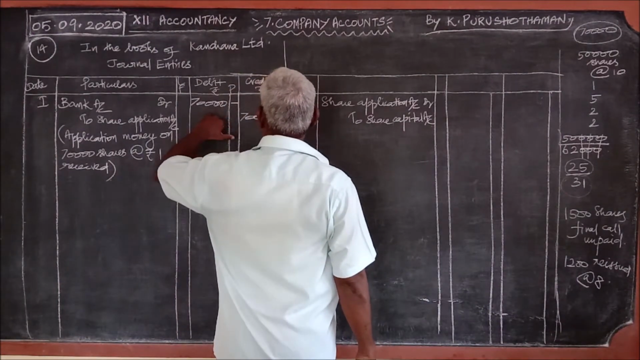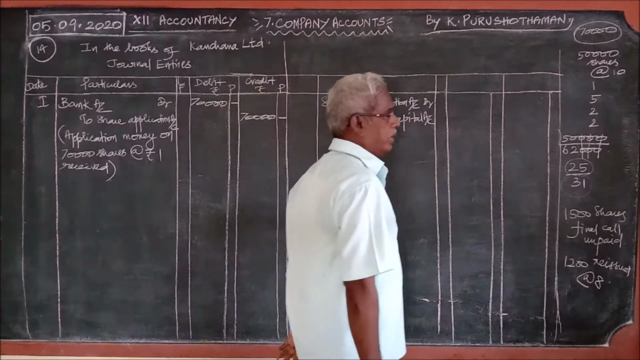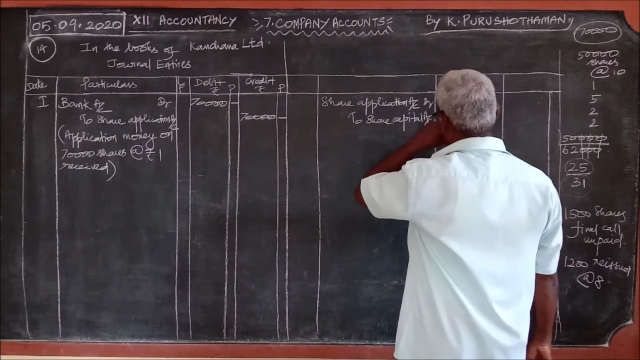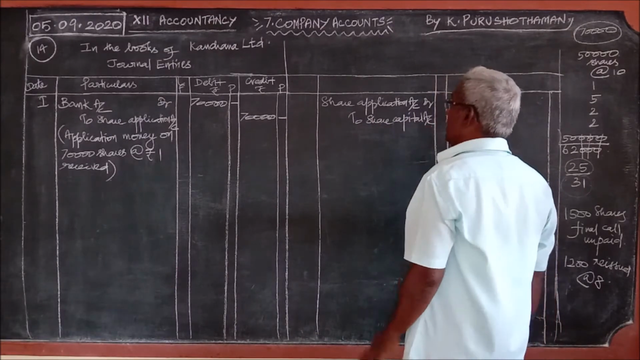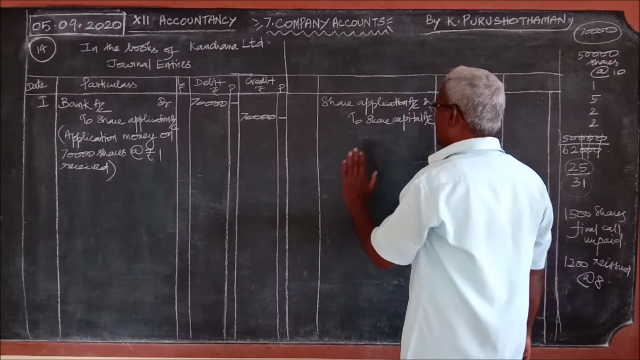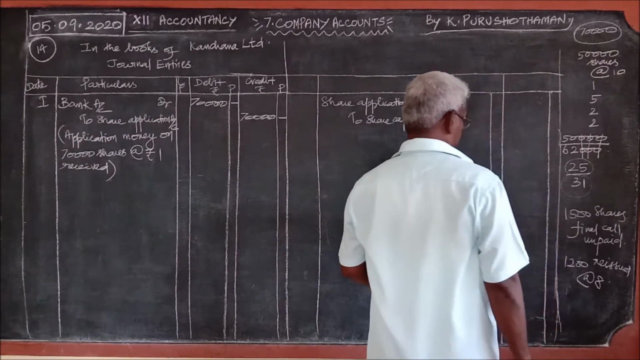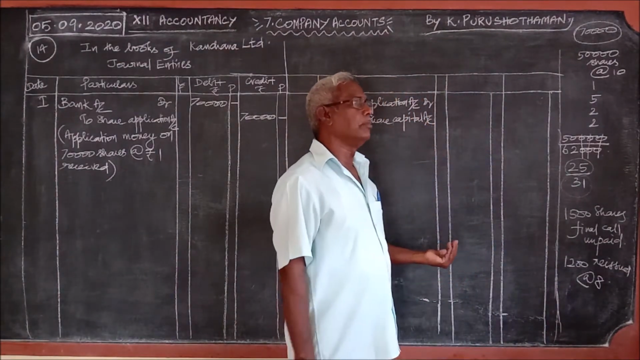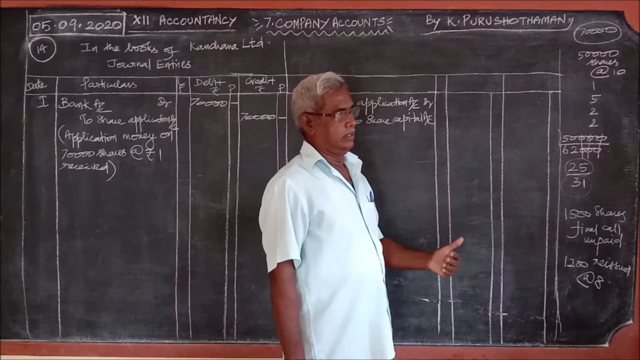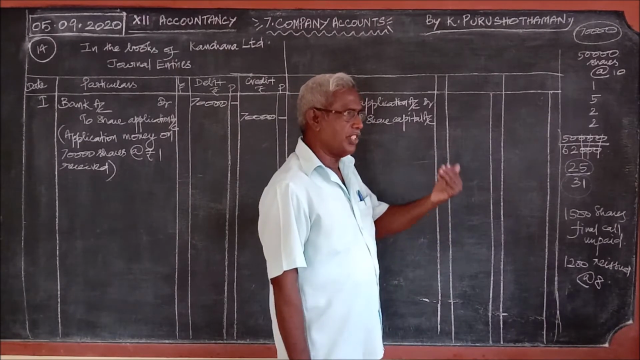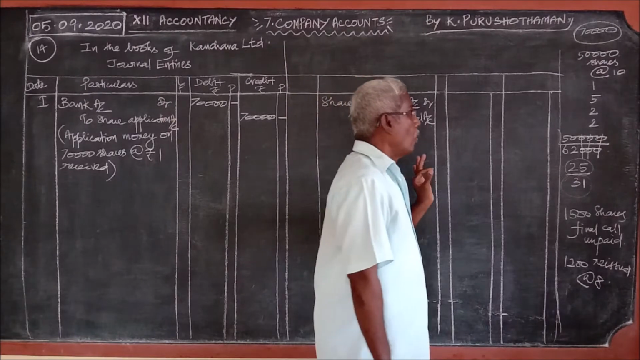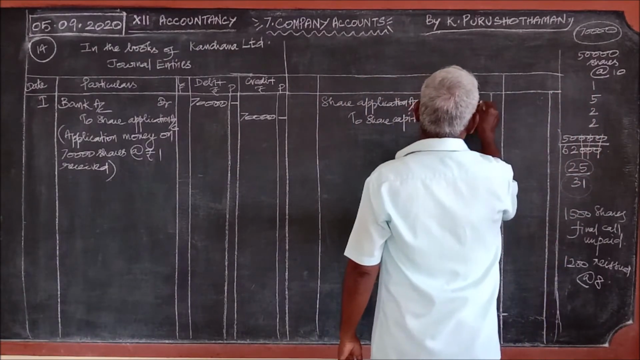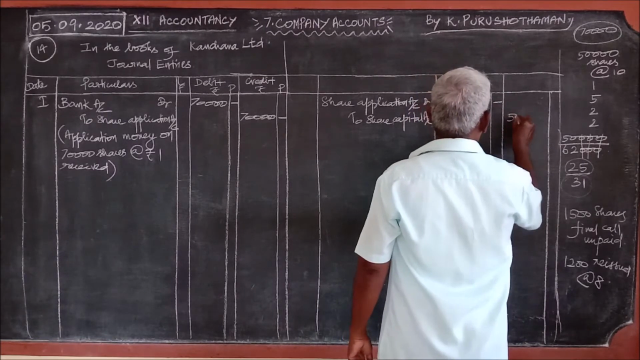Usually the first journal entry amount will be repeated in the second one also, but not here, because the application money transferred to share capital must be equal to the number of shares issued by the company. Only the money on issued shares can be transferred to share capital. So only 50,000 shares, therefore 50,000 into 1, 50,000.